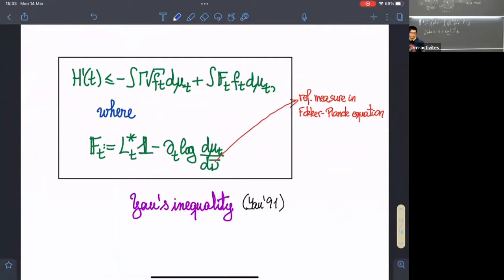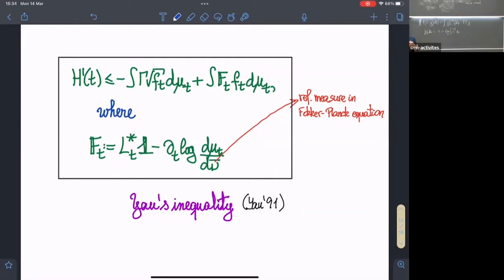So that's something that came out from the computations, plus another thing. Okay, so Ft dμt, where Ft is given by this formula there. Okay, so let's just analyze a little bit this formula here.